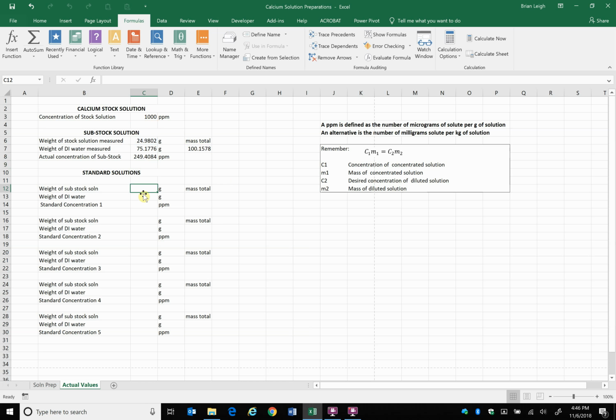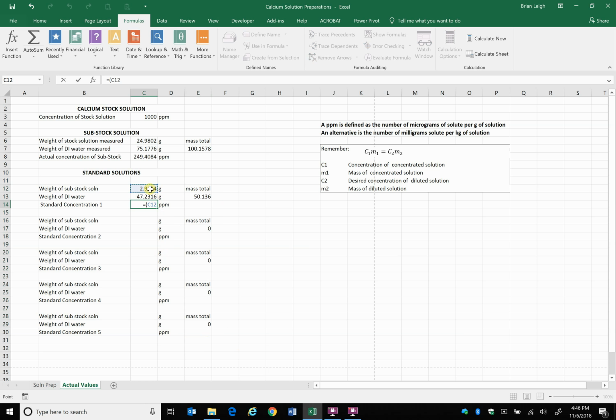So what about our substock solutions? For this one, we did 2.9044 grams of substock solution and 47.2316 of DI water. Once again, our total mass is important. In fact, once you do the first one, you can now go ahead and do the remainders, so that will propagate here.